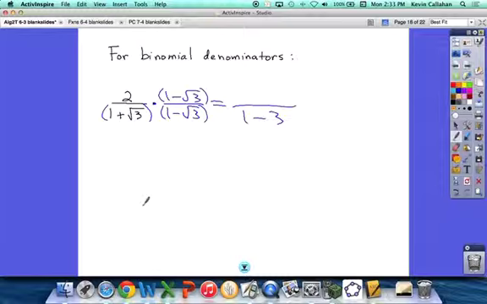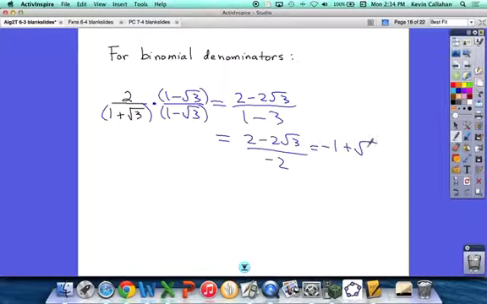So by choosing the conjugate as the thing you multiply by, that rationalizes the denominator. And in the numerator, we still have this 2 minus 2 times the square root of 3, which for this particular problem is going to give us 2 minus 2 times the square root of 3 over negative 2. And then because you've got 2's in everything, you can cancel that. That'll be negative 1 plus the square root of 3.